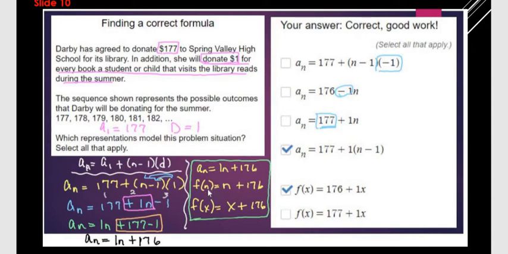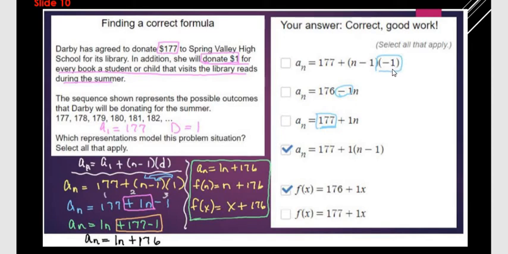Now when I replace it, this is what it's going to look like. The a sub n is being replaced with f of n and f of x. You do not have to write the 1 right here in front of the n or the x. It is understood to be there. Now when I look at this over here, I see that this is set up wrong.